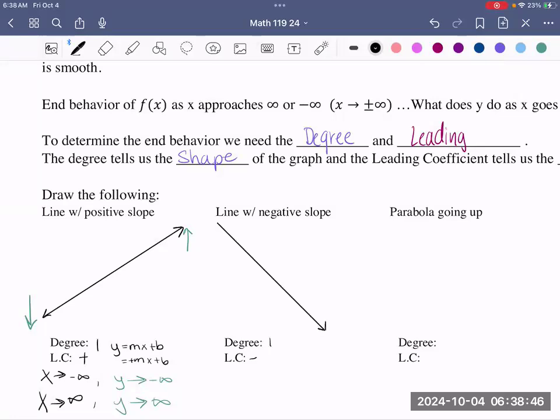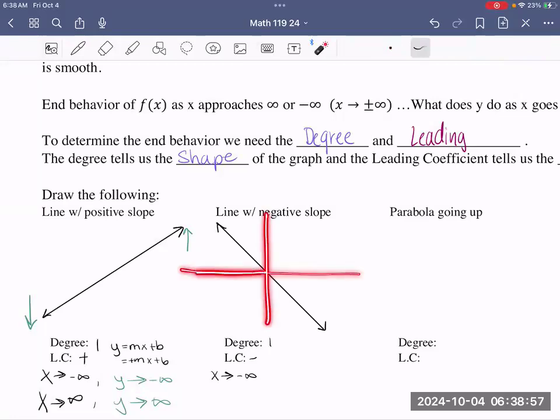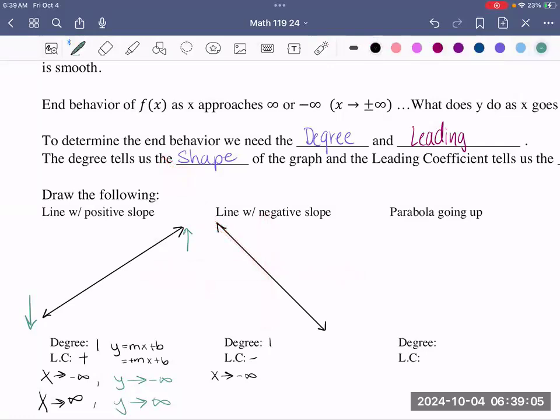So that's going to be downward facing. Therefore, what is y doing as x goes to negative infinity? Well, as we go to negative infinity, the x value is over here on the left-hand side. Your y value is continuing to go up towards positive infinity. So again, we have an upwards arrow, y goes to positive infinity.